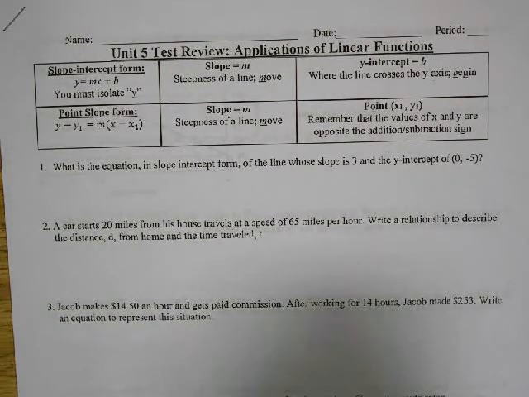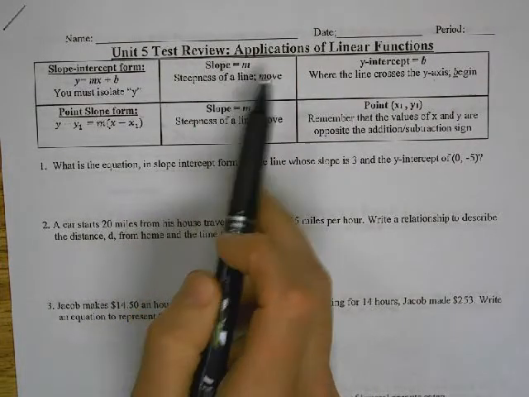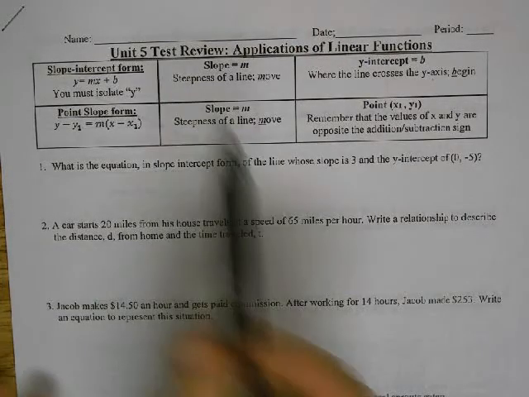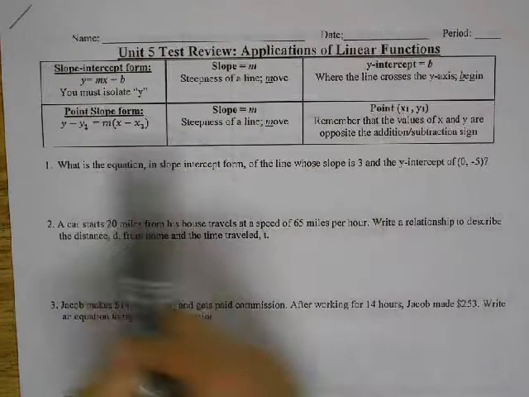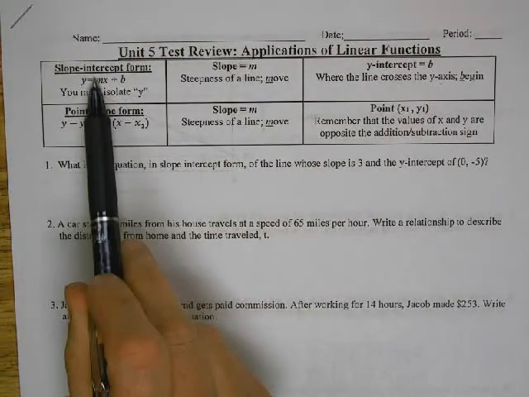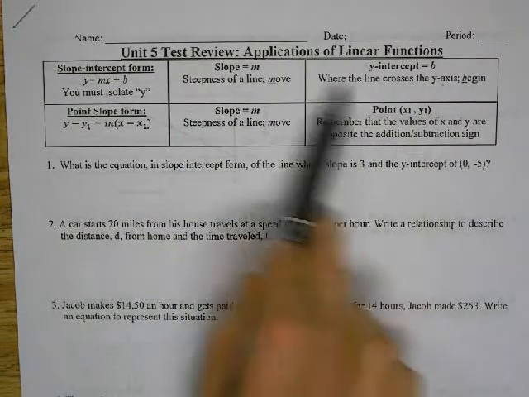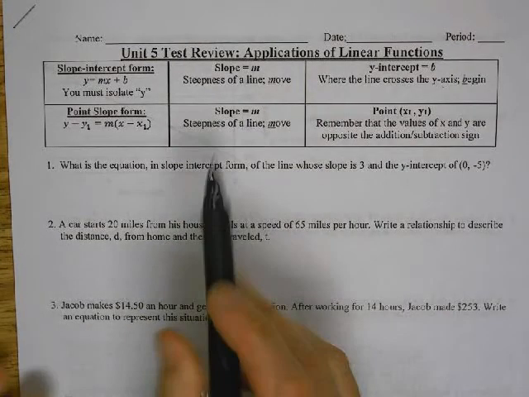Hi everybody. This video is going to be about the Unit 5 test review for applications of linear functions. Essentially, this whole unit is about writing equations. At the top of your test, you'll be able to see this exact same table. On the STAR test, you'll only have these two forms. It's not going to give you this information over here, so it's important that you learn what those things mean before you take that STAR test.